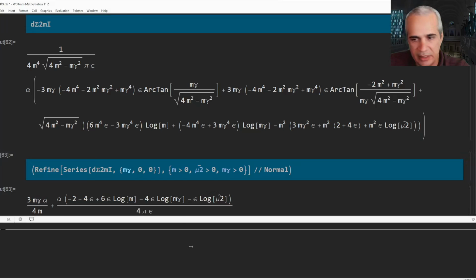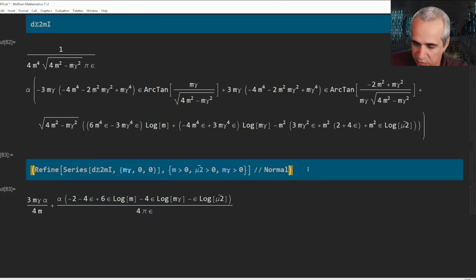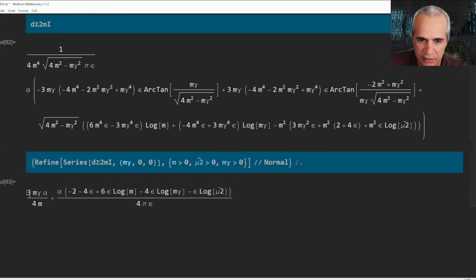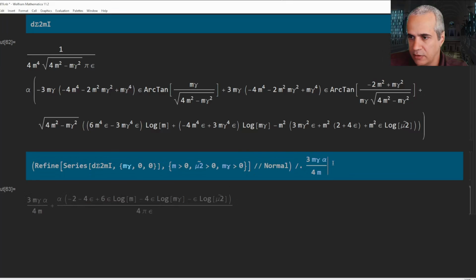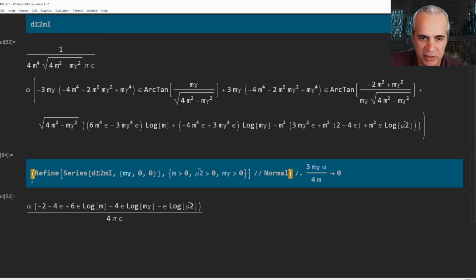So now you can see there's still an infrared divergence here. When m gamma goes to 0, this diverges. It's the infrared divergence. There's a piece here that I can take to 0 safely. Mathematica didn't do it, but I'll do it for it. So I can just take this piece and send it to 0, like that. And I'll call this delta 2.